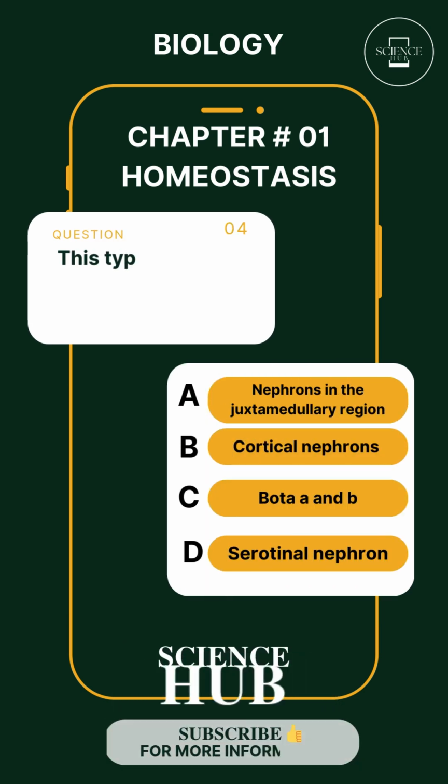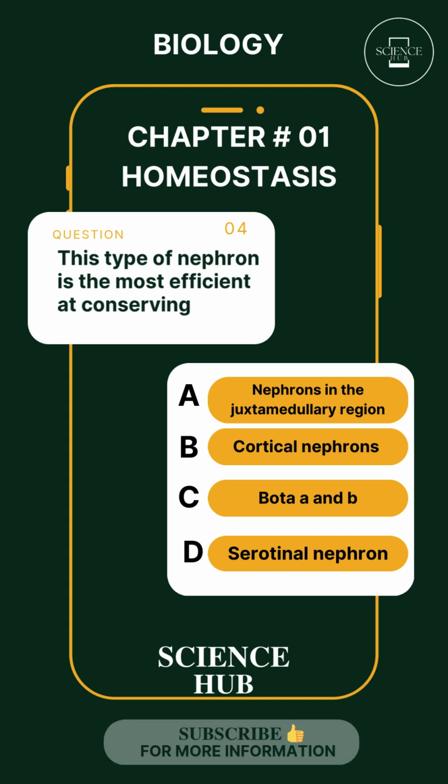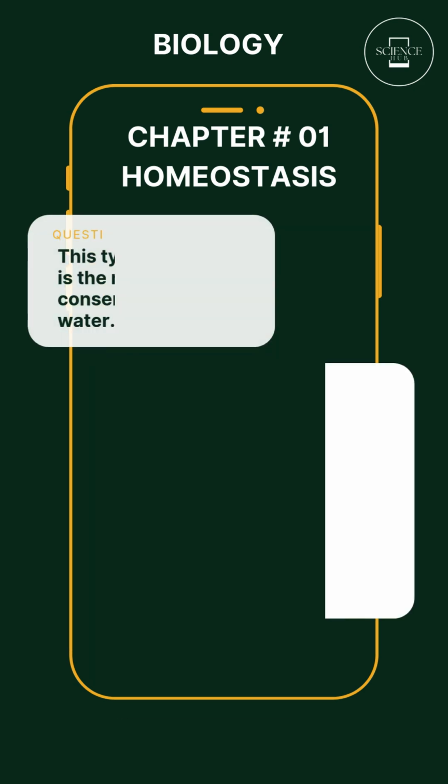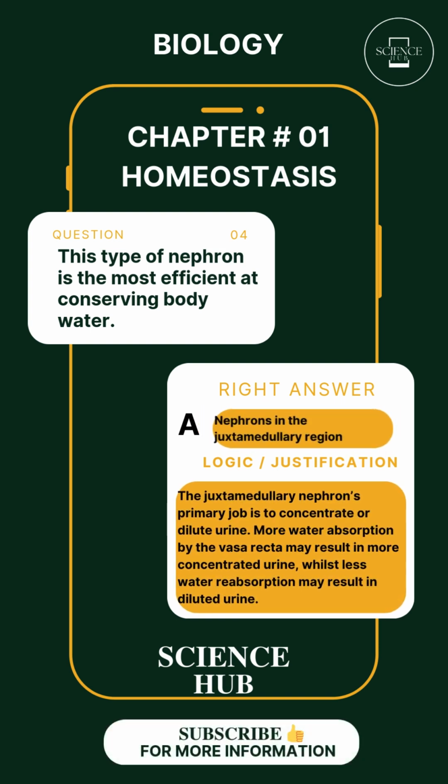Question number 4. This type of nephron is the most efficient at conserving body water. Option A, nephrons in the juxtamedullary region. Option B, cortical nephrons. Option C, both A and B are true. Option D, serotinal nephrons. The right answer is option A, nephrons in the juxtamedullary region.